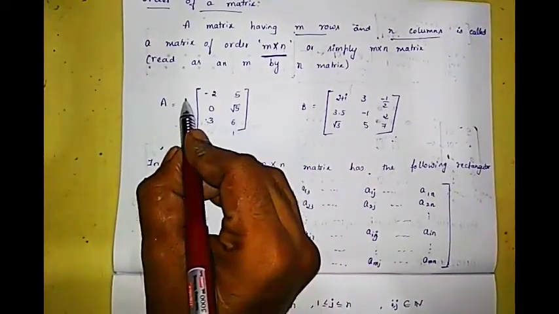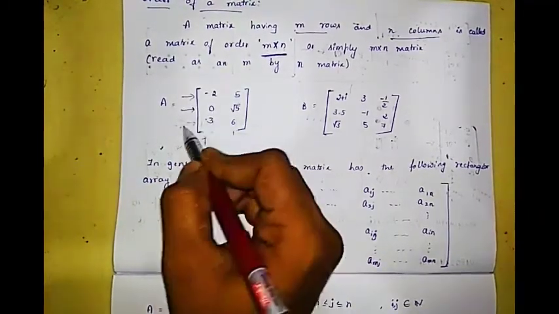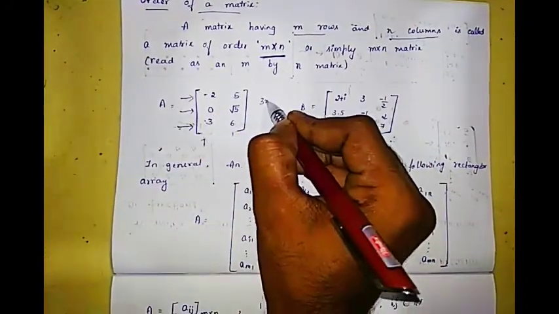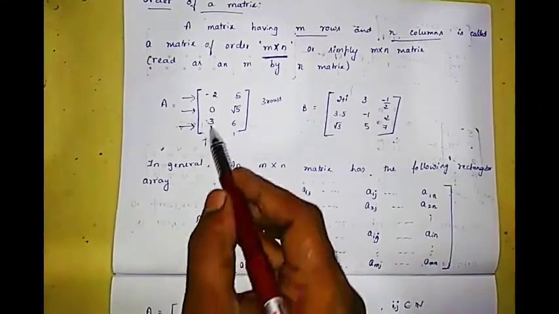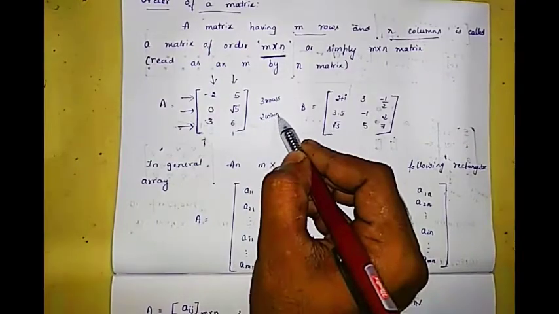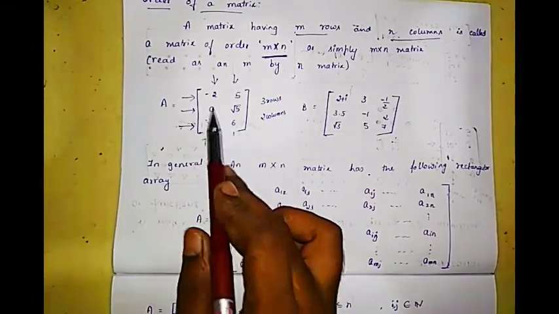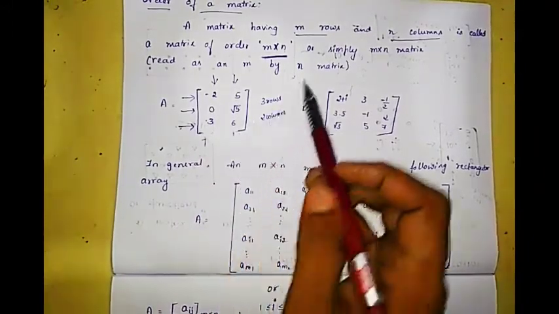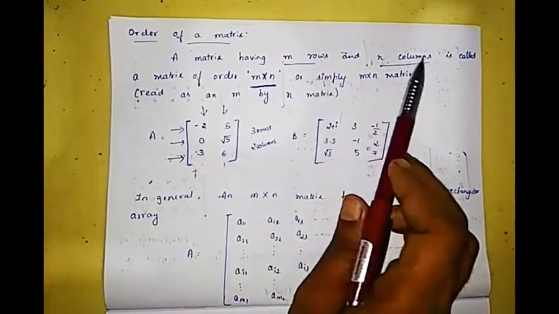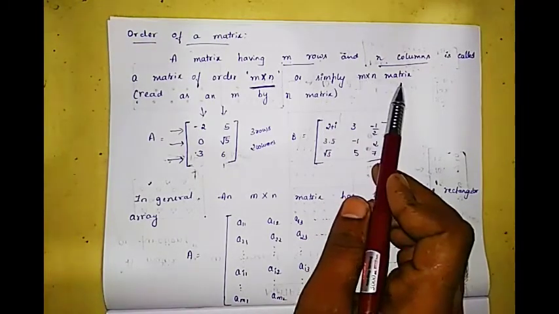Now observe carefully. Here we have first row, second row and third row. So there are 3 rows, and how many columns? 1, 2 columns. This matrix contains 3 rows and 2 columns. By the definition of the order of a matrix, if a matrix has m rows and n columns, then we can say it is an m by n matrix.